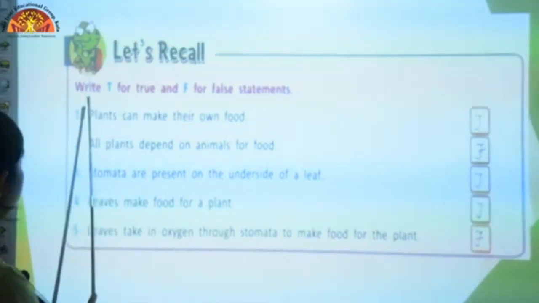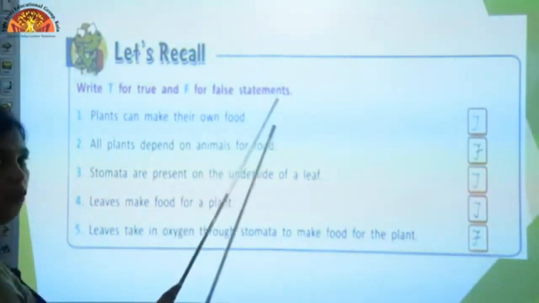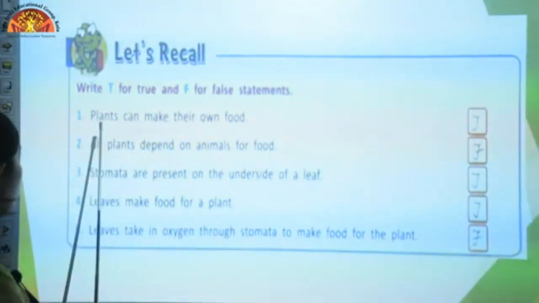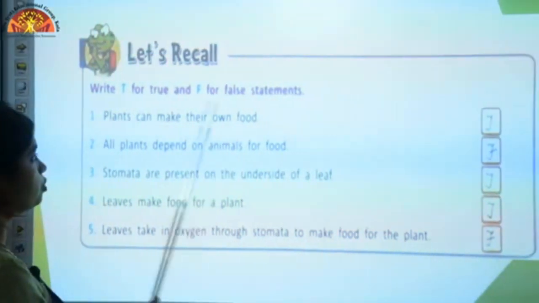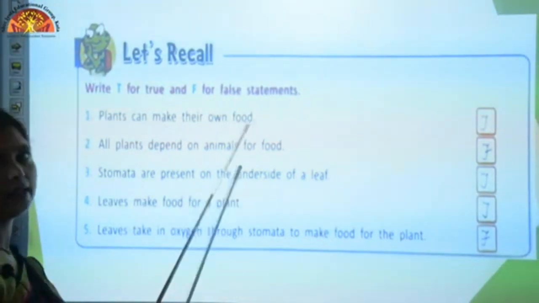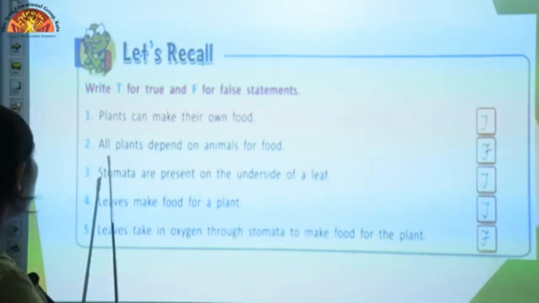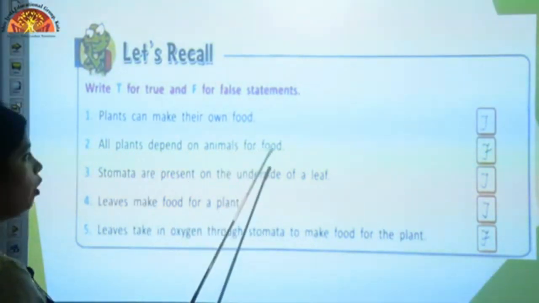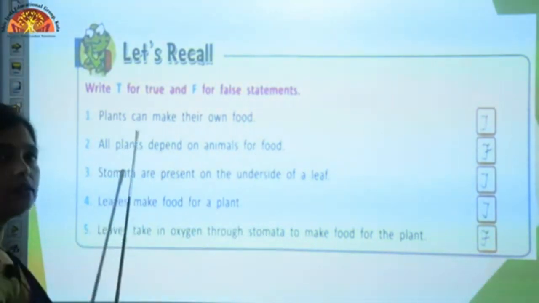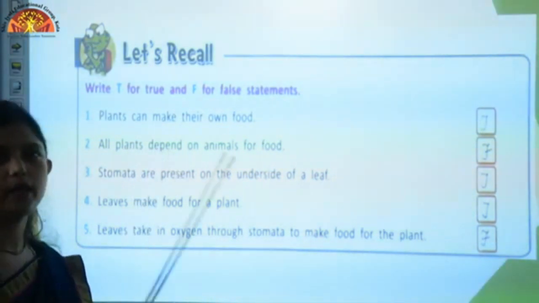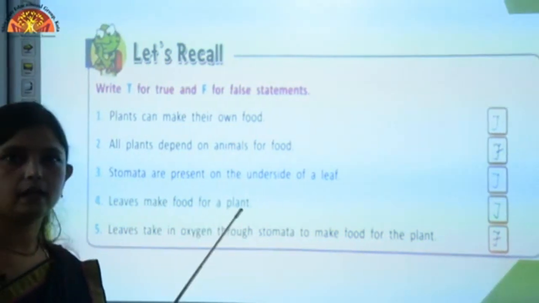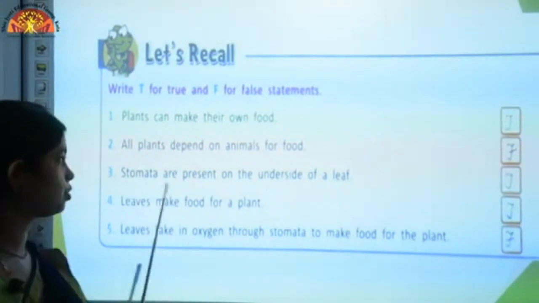Now we will move to the bookwork. Write T for true and F for false statements. Now plants can make their own food. So children, this is the correct statement, that's why we call them producers. So T will come here. All plants depend on animals for food. Now this is a wrong statement because all animals depend directly or indirectly on plants for their food.